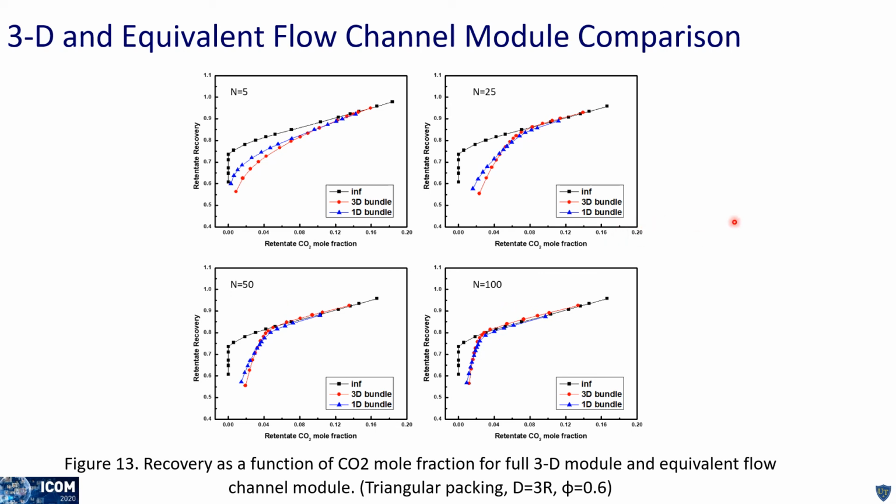And finally, this shows a comparison of the predictions for an infinite fiber bundle, as well as the full 3D simulations and the 1D equivalent flow channel approximation, for a triangular fiber packing. We find similar results as what we found for square packing. We see a reduction in the recovery for a given CO2 mole fraction in the retentate product. And as we increase the fiber numbers, the differences between the 1D and 3D calculations and the infinite bundle decrease.